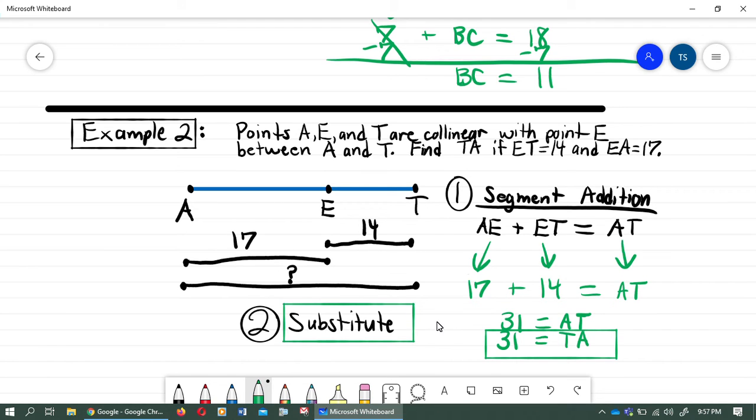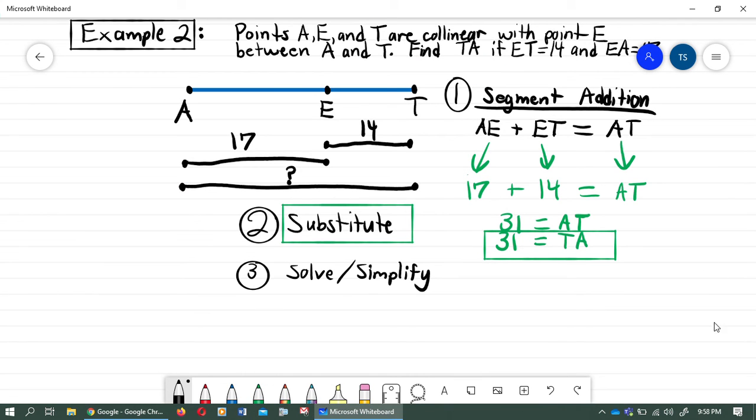All right. Before we go to the next example, and I'm only going to show you one more example, of course, guys, the third thing that I need for you to show in your work is to actually solve or simplify. Like what we did in example 2, all we had to do was simplify, because 17 plus 14 gave us 31. Sometimes you will have to actually solve, using some algebra, some inverse operations to find the thing that you're actually looking for. But anyway, guys, next example is coming up.